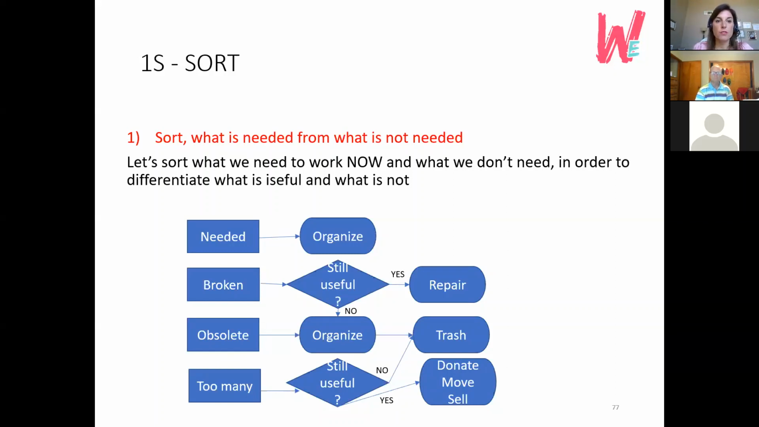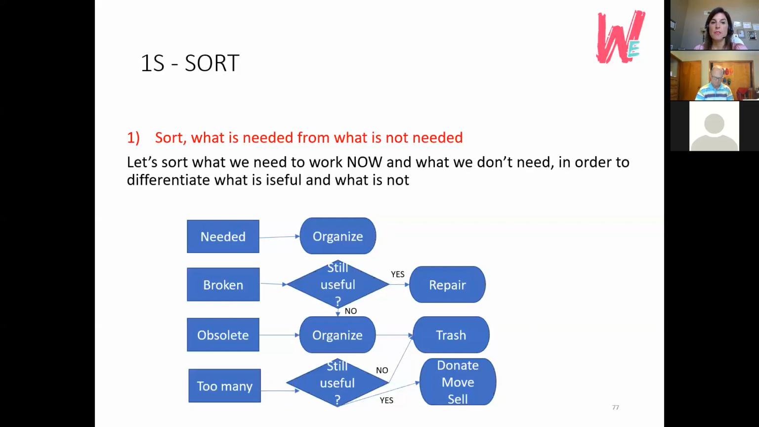What happens if it's not useful? Just trash it, or just take the parts apart, keep the parts that you need or that you think you may need in the future, label them so that you can identify them later on, and trash the rest.